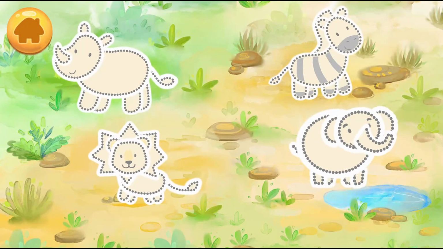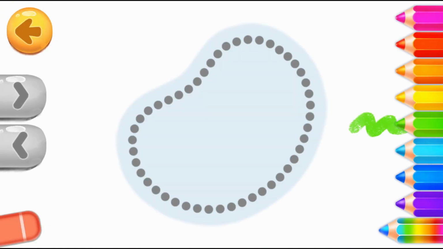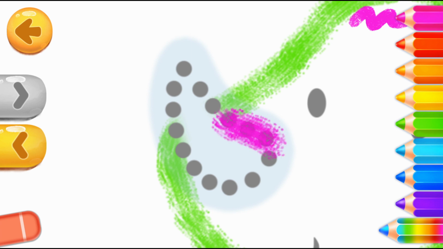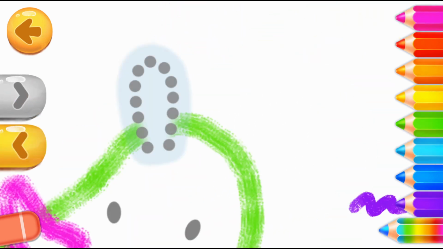Let's draw the inhabitants of hot Africa. Rhino lives in Africa. Let's start with the head. Let's try to draw it. Rhino needs a horn. Let's draw small ears.